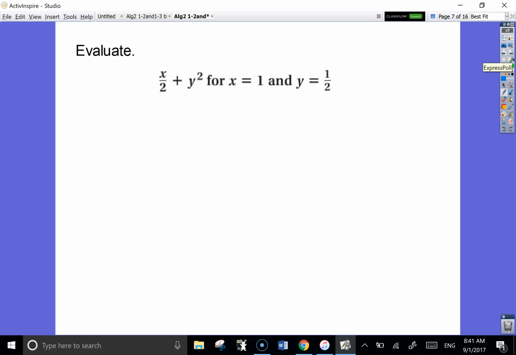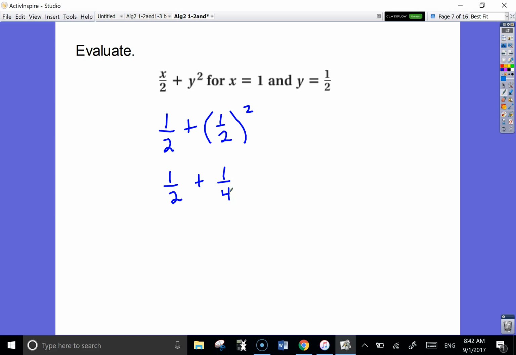All right, let me do another one here, one that's not worked out. Okay, so x over 2 plus y squared for x equals 1 and y equals 1/2. So in place of the x, I put a 1. In place of the y, I put a 1/2. Right, following PEMDAS, the P for parentheses. Again, there's nothing going on inside the parentheses, so really we're going to move to the E for exponents. All right, what is 1/2 squared? All right, that would be 1/2 plus 1/4.